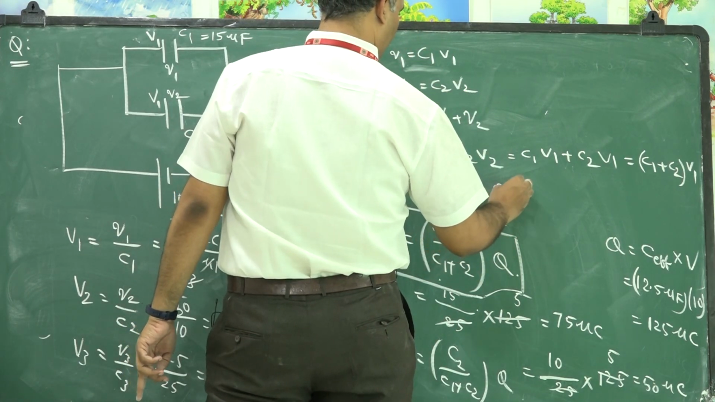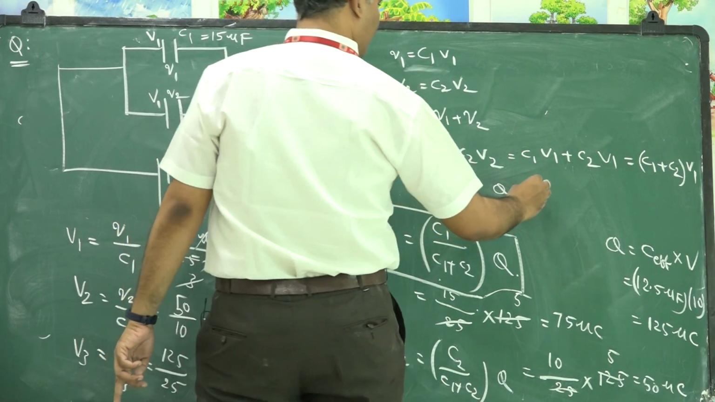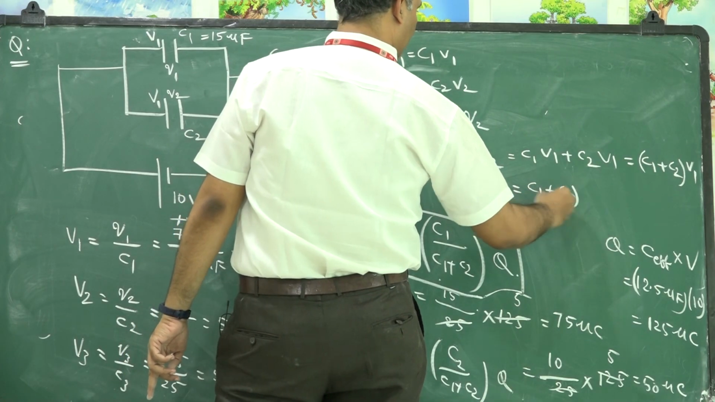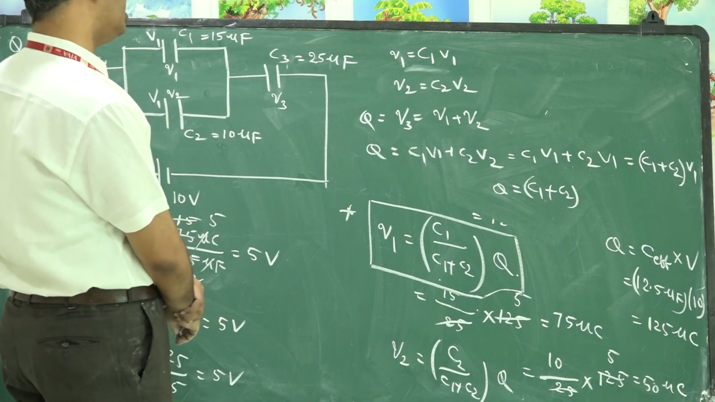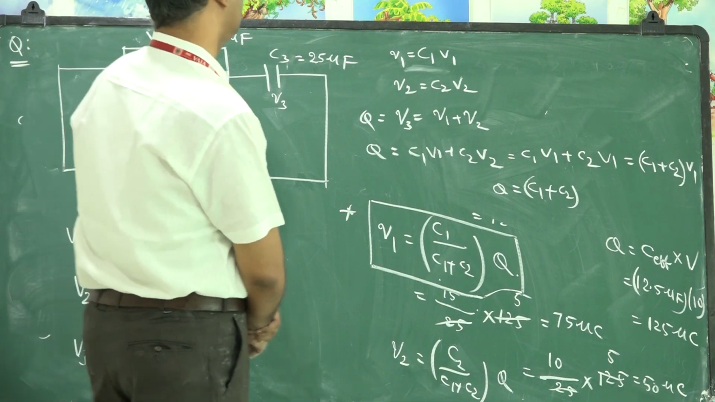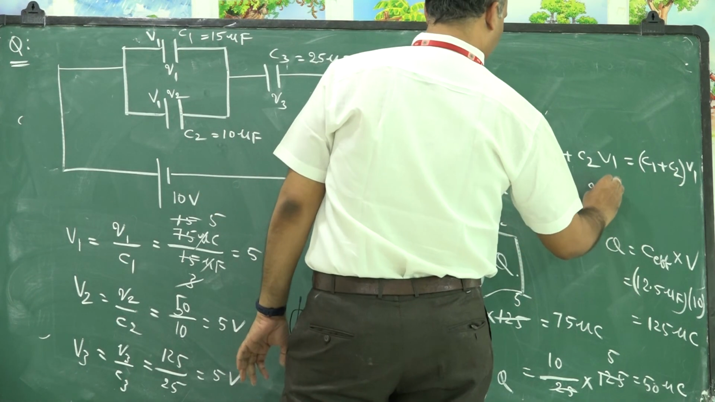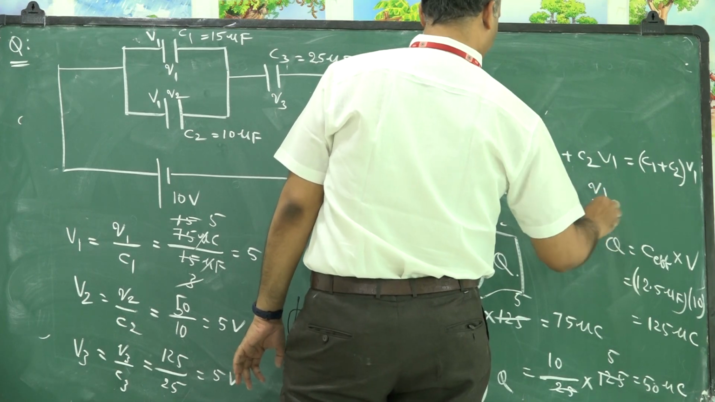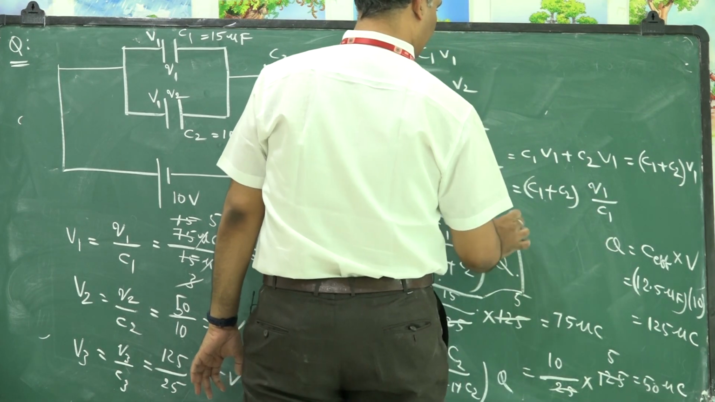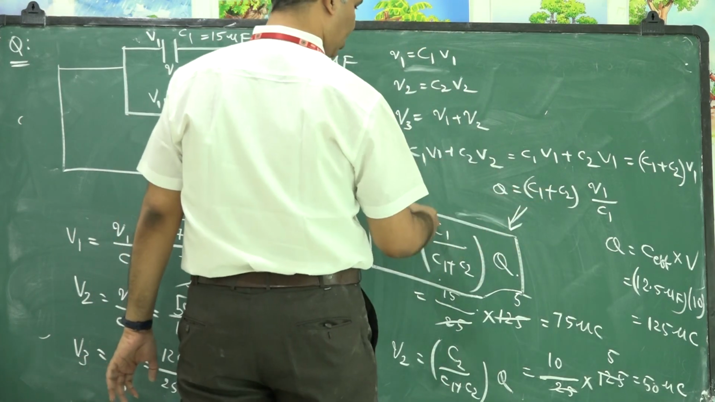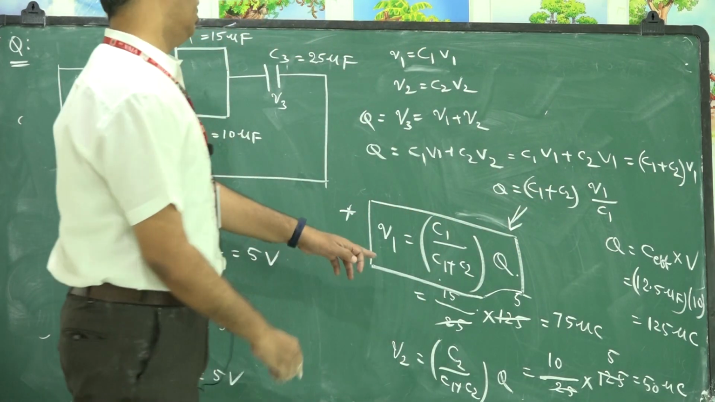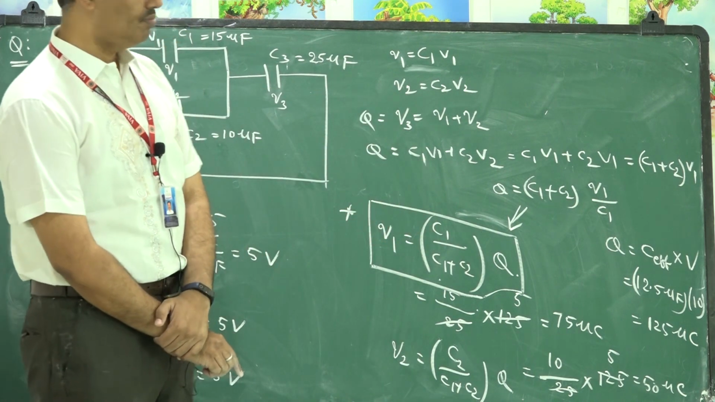Then Q is equal to C1 plus C2 into V1, and V1 can be written as Q1 by C1. From this, Q1 can be written as C1 by C1 plus C2 into Q. In this way we got this formula.